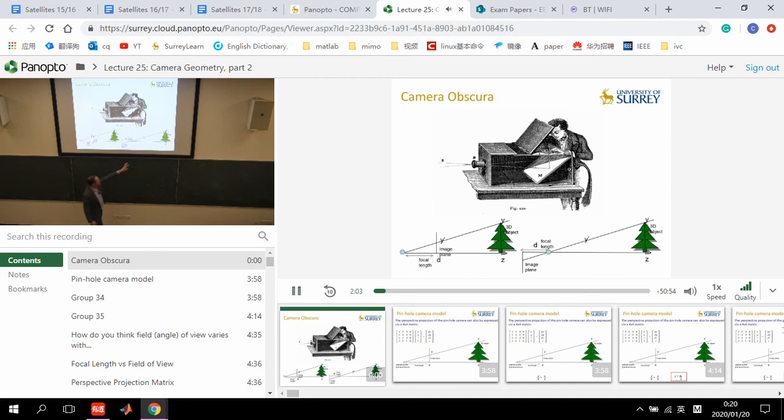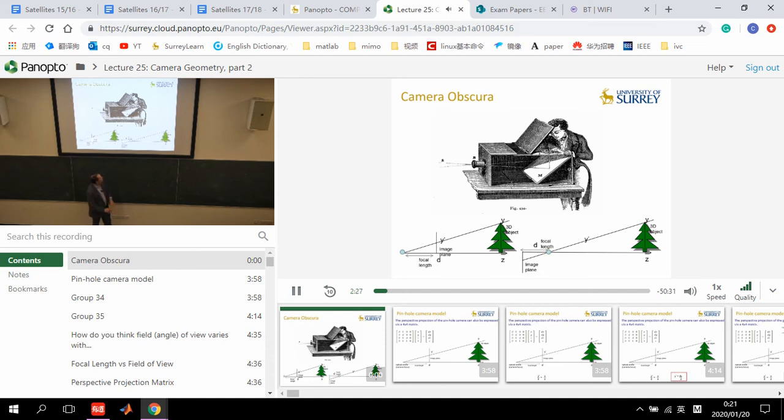So what's actually happening is there's a 3D object out in the world. Light is bouncing off that object. It's traveling in a straight line from the object to the pinhole, passing through the pinhole and landing on an image plane at the back of the box. And that is causing an image of the object to appear upside down on that image plane, right?